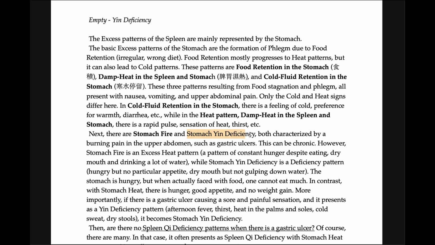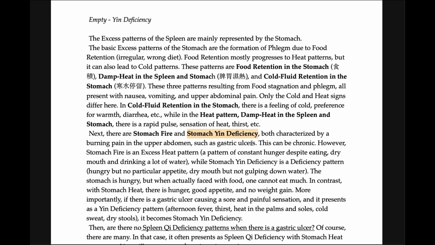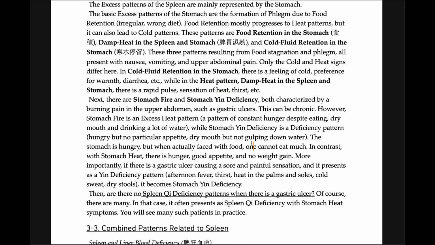This can be chronic. However, stomach fire is an excess heat pattern, a pattern of constant hunger despite eating, dry mouth, and drinking a lot of water, while stomach yin deficiency is a deficiency pattern, hungry but no particular appetite, dry mouth, but not gulping down water. The stomach is hungry, but when actually faced with food, one cannot eat much. In contrast, with stomach heat, there is hunger, good appetite, and no weight gain.